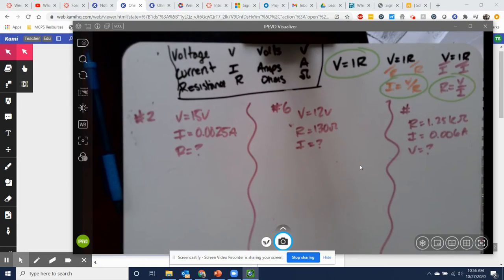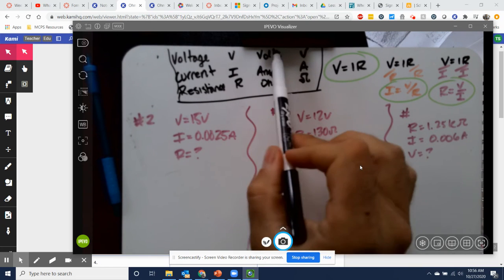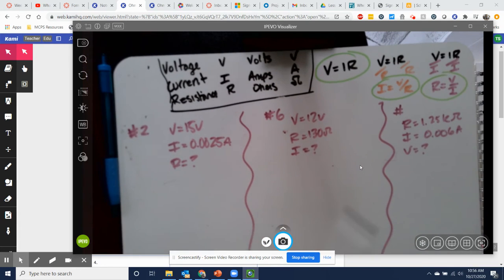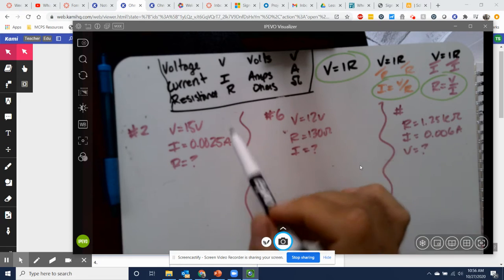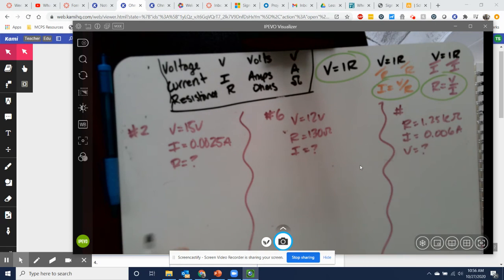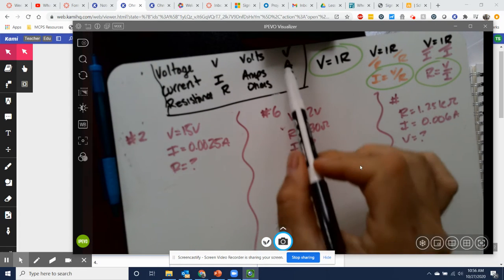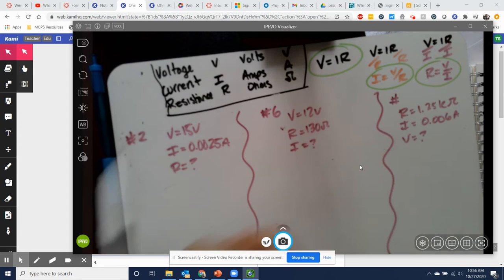All right. So don't forget, voltage V, volts V. Current is I, and it's measured in amps, A, and resistance is R, measured in ohms. So whenever you see ohms, you know it's resistance. Whenever you see A, you know it's amps and current, and V's are volts.